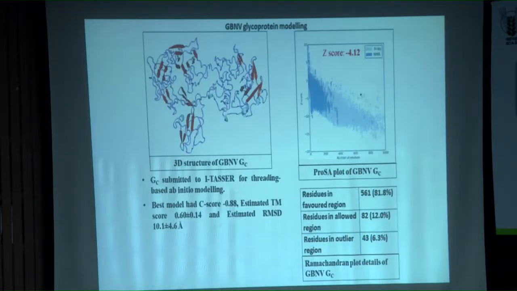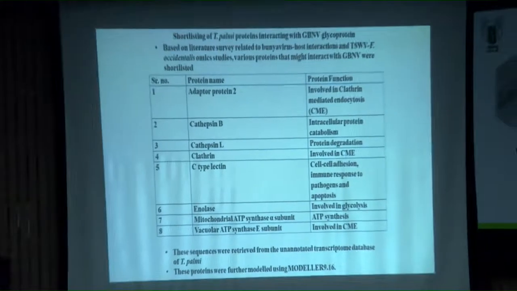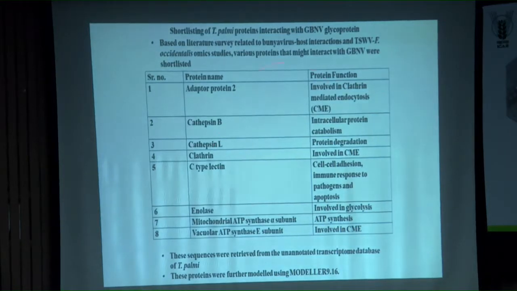So this is similar for GC modeling. Now coming to the interaction. As I said, for interaction, you should have two proteins. So now we have the GBNB glycoprotein, which seems to interact with the Thrips-Pami or insect vector protein. So based on some study, we selected some insect proteins which are probably interacting with the groundnut virus glycoproteins.